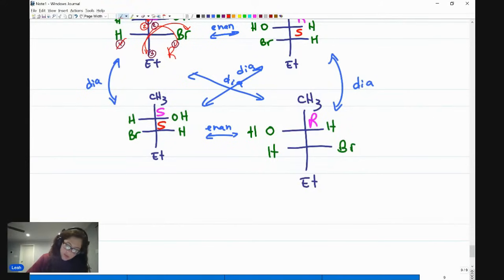Priorities are as follows. Bromine is number 1. Hydrogen is always number 4. I'm dealing with this carbon, and ethyl is carbon to carbon. Up here, I have carbon to oxygen. Carbon to oxygen is higher priority, putting this at 2 and this at 3. I identify and cross out number 4, trace an arc from 1 to 2 to 3, which would be S, but if I have my number 4 in the horizontal, I have to reverse it, and that is how I get R for the bottom.